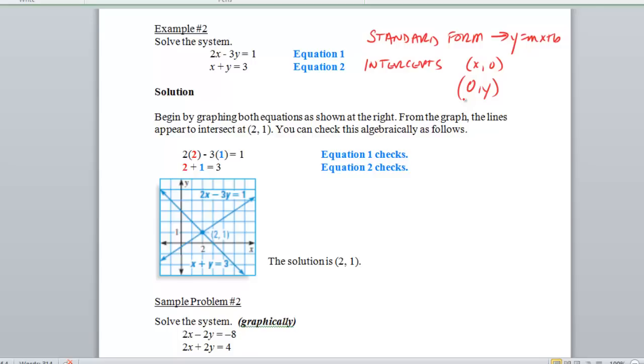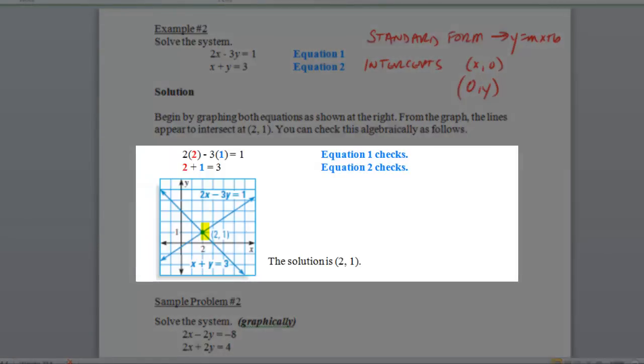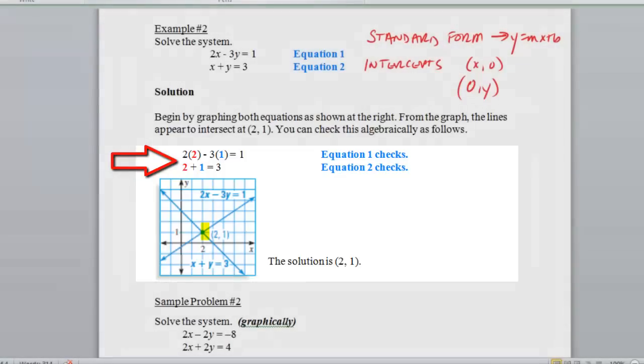Now, what we're ultimately looking for here is that we get both lines graphed, and we're looking to identify that point where they intersect. You can see here in the solution we've graphed both lines, and we've got this point (2, 1) as the point of intersection. And so (2, 1) is actually the ordered pair that makes both of the equations true. Since it's true for both of them, you know that it is the solution to the system of equations.